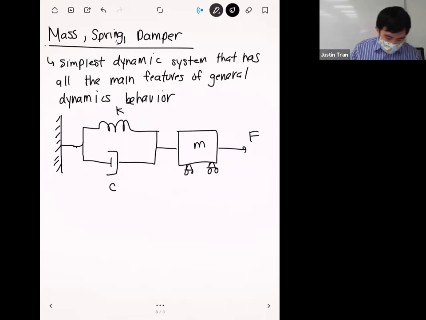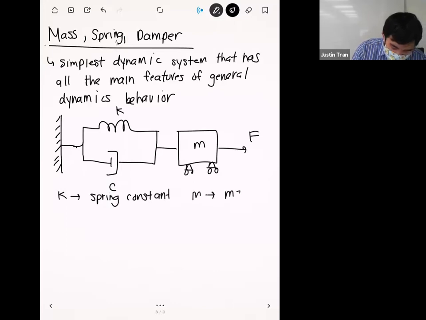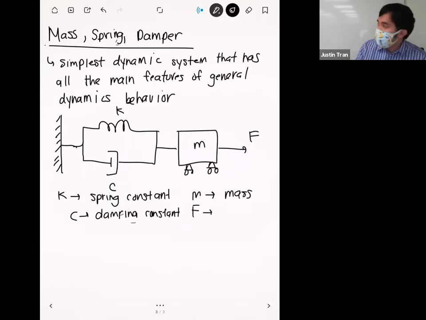All right. Let me go ahead and label all the parameters here. K here is the spring constant. M here is the mass. And C is the damping constant. And F here represents some kind of external forcing, which could change with time.